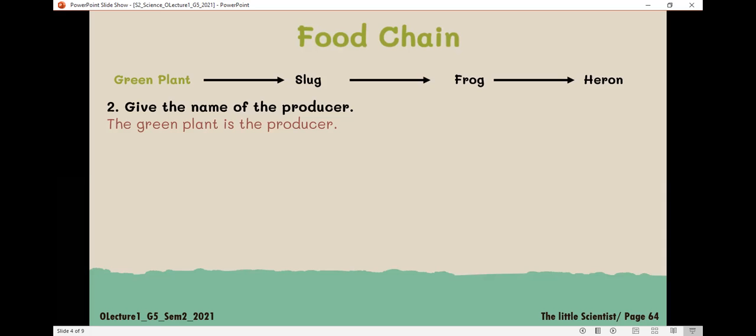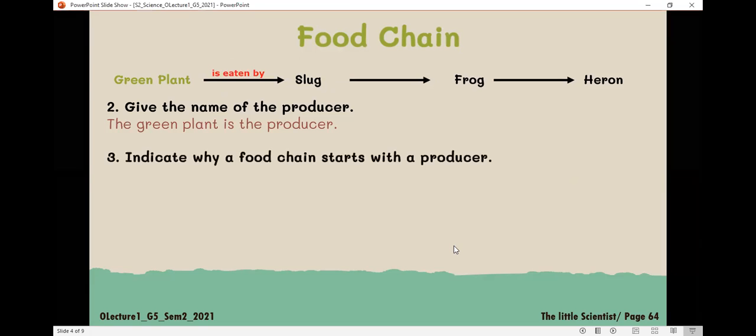We don't say the heron gets its food. I know that the heron gets its energy from the frog and the frog gets its energy from the slug. But to read the food chain, we say is eaten by. The arrow means is eaten by. The green plant is eaten by the slug.